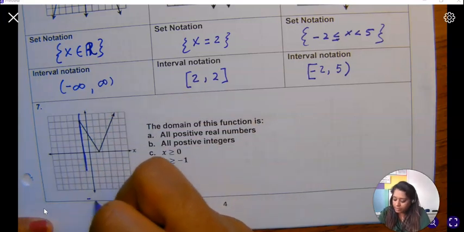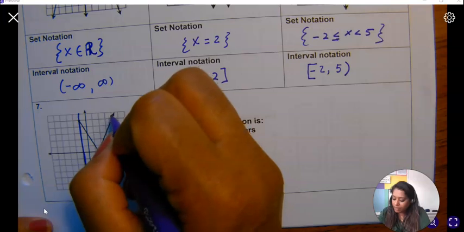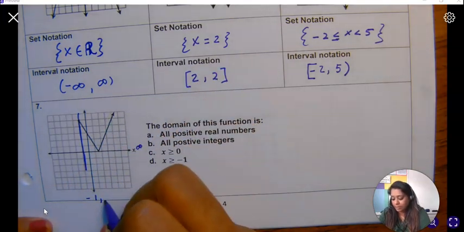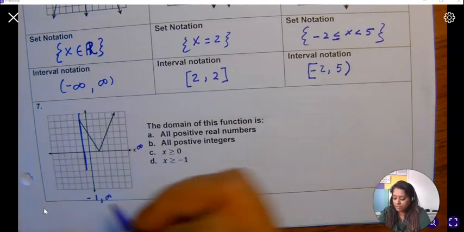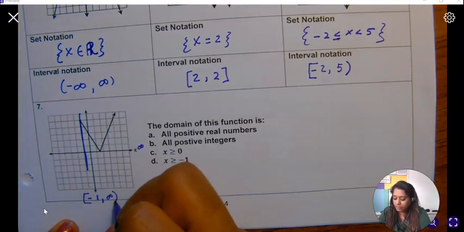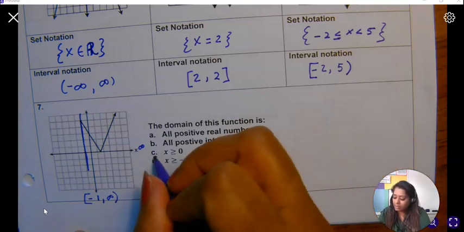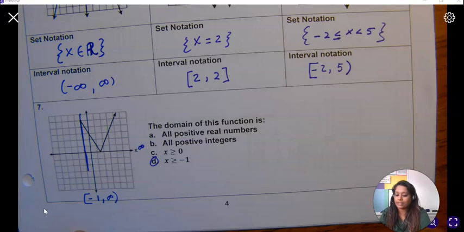I'm going to write it here in interval notation. And it's going up, but notice it's also going to the right. So it's actually going to positive infinity. So it's from negative 1 to positive infinity. And so what that means is everything greater than negative 1. So that's the domain right there.